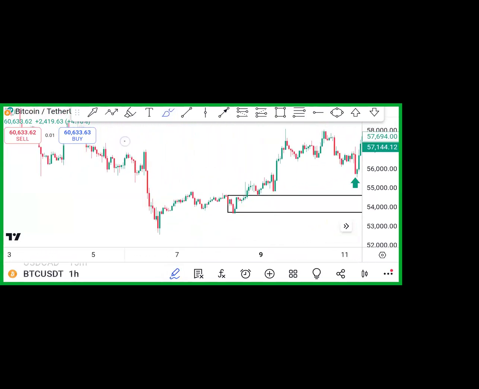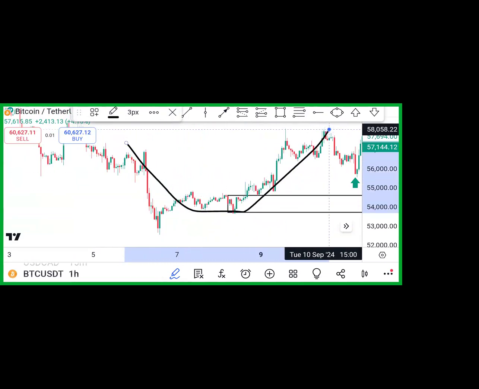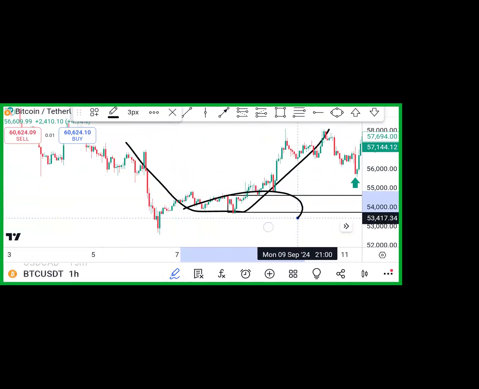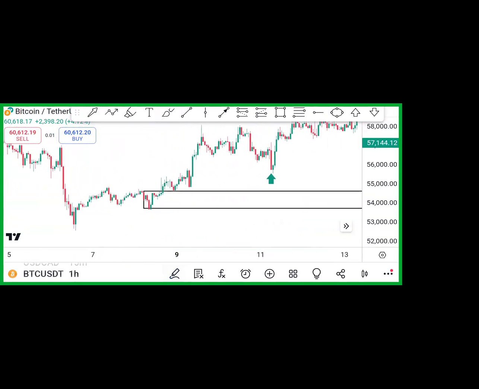The price was selling off at this level, and immediately it got here, it started buying. This area now automatically becomes a demand level. So you can mark it out. And how do you mark it out?